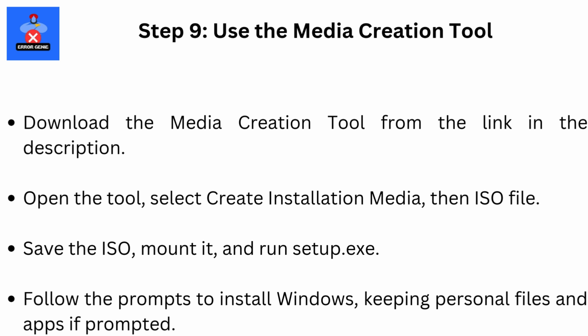Step 9. Use the Media Creation Tool. Download the Media Creation Tool from the link in the description. Open the tool, select Create Installation Media, then ISO File. Save the ISO, mount it, and run setup.exe. Follow the prompts to install Windows, keeping personal files and apps if prompted.